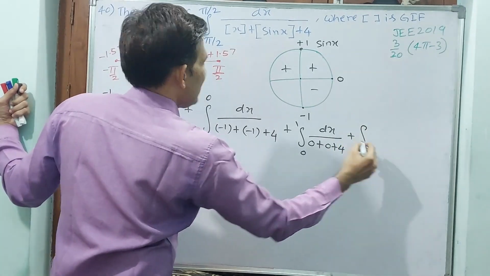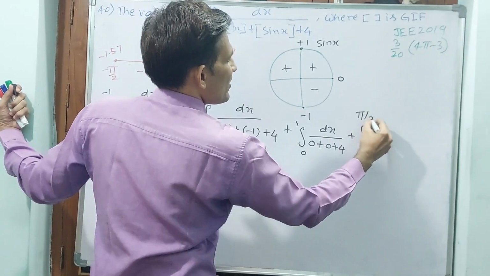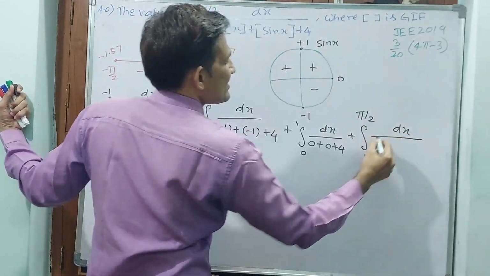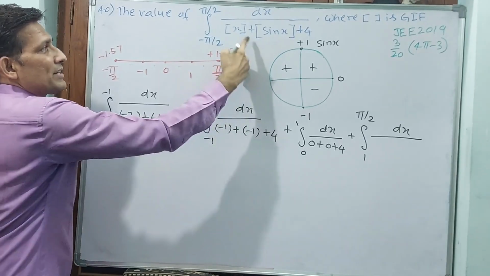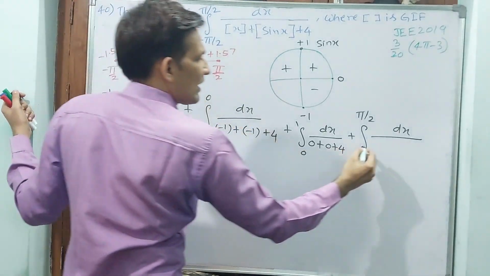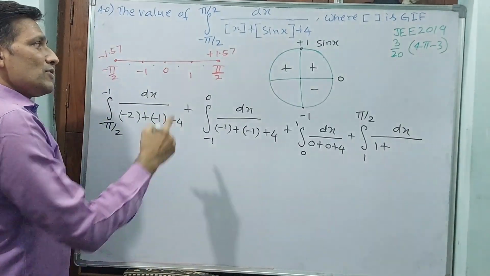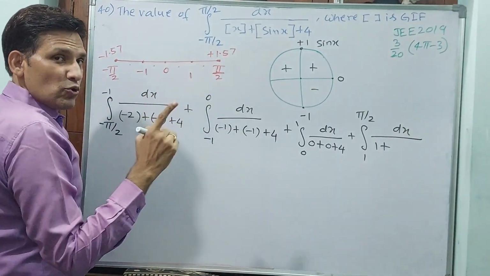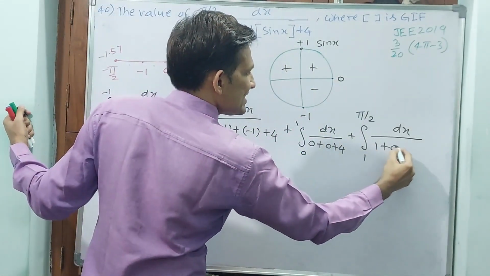Plus integral, now 1 to pi by 2, dx. 1 to pi by 2 means 1.57, but the greatest integer function is 1, which is going to come. 1. Plus. See, 1 to pi by 2 means you are not reaching 2. That means automatically this is going to come 0 only, for sin.